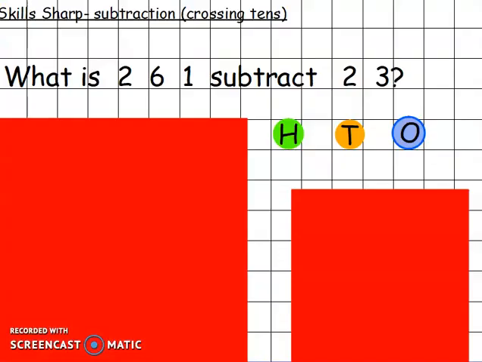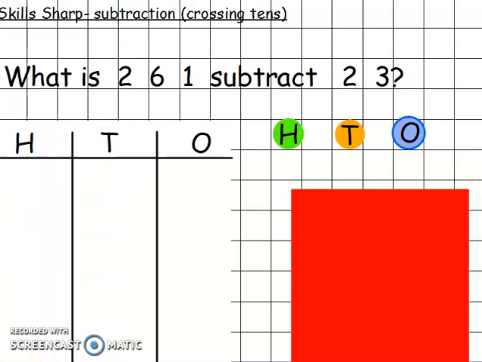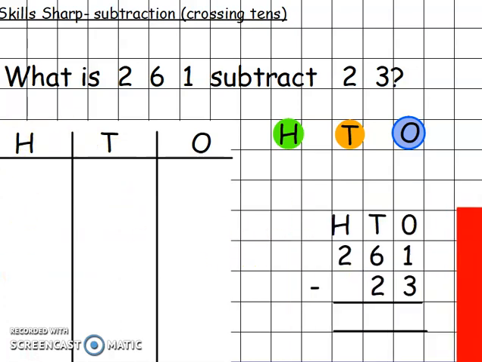So skills sharpener today, we're going to be subtracting crossing tens, just like that challenge was there. So you can write it down using your place value square, or you could do it like this using your column method as well. So what is 261 subtract 23? Well, first we need to make this number. So pause the video and write down this number or make the number using this square.